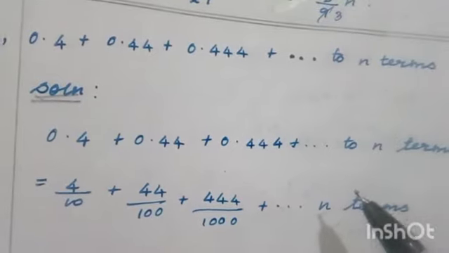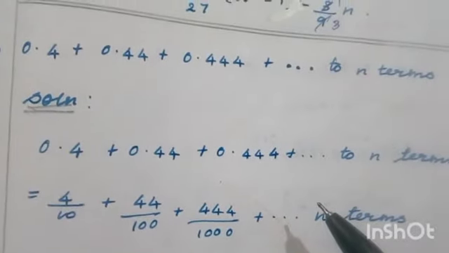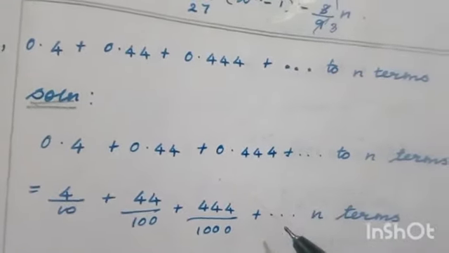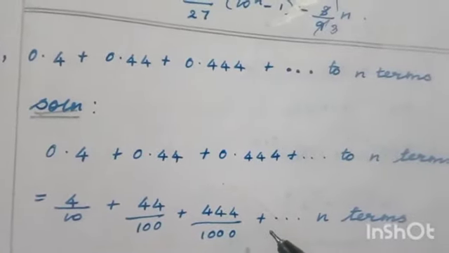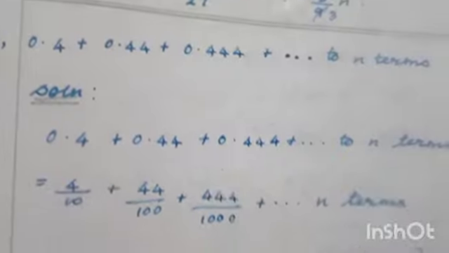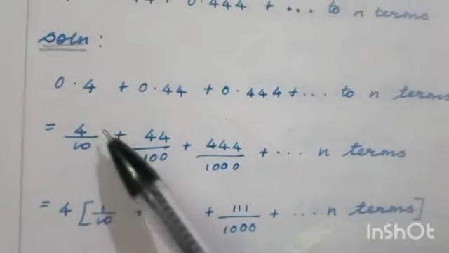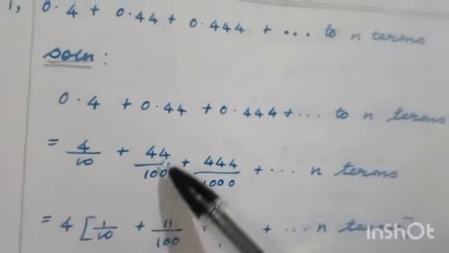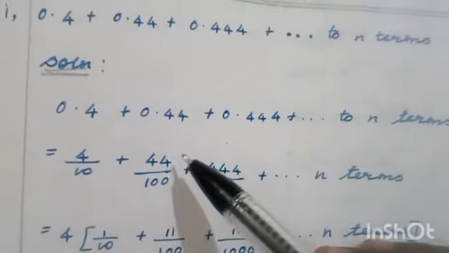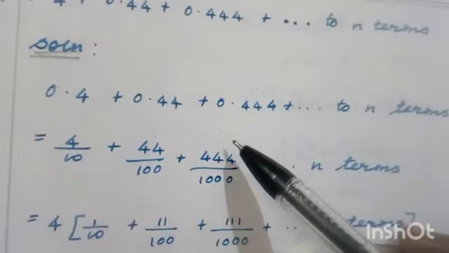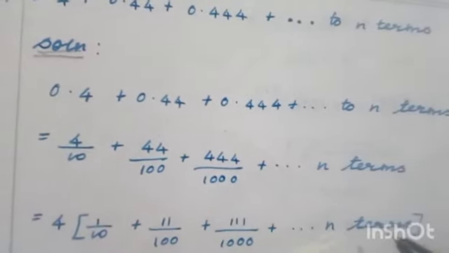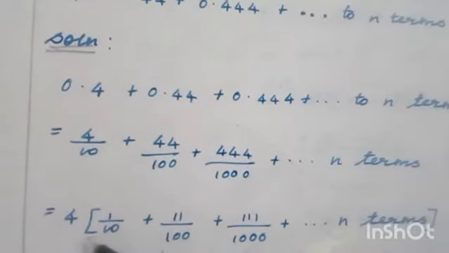Suppose the next term, what do you get? 4444 by 10,000. So like this you have to proceed. First 3 terms you have to write, then plus etc. n terms. Then here 44 is written as 11 into 4, 444 is 111 into 4, plus etc. n terms. So 4 is common, you have to take it outside.